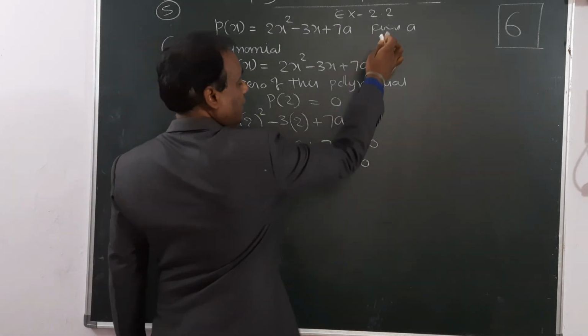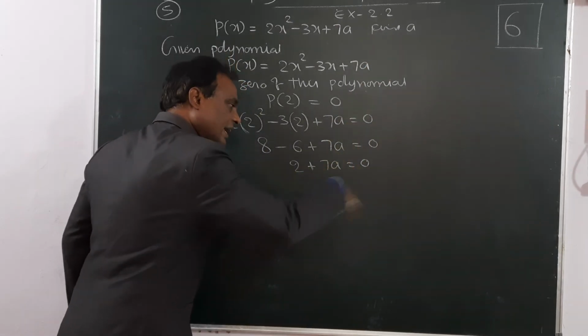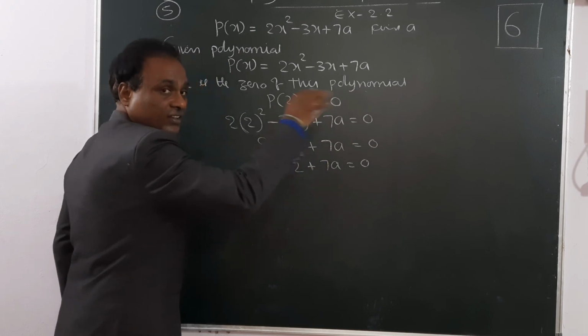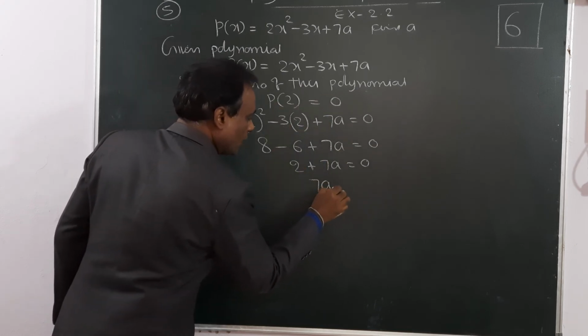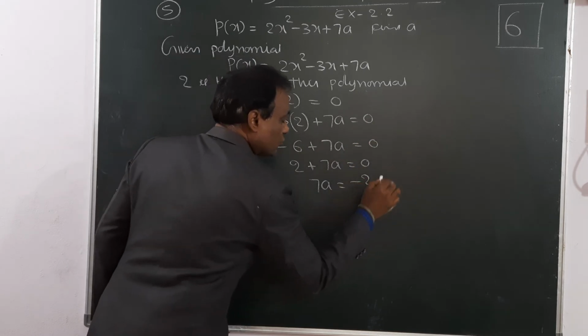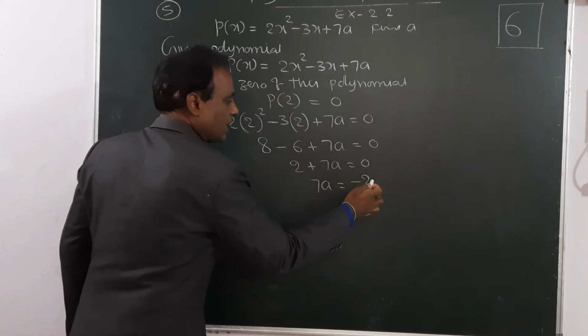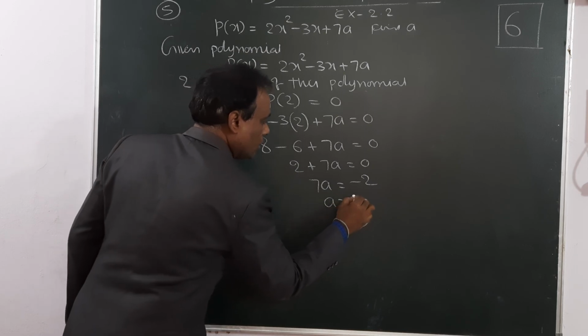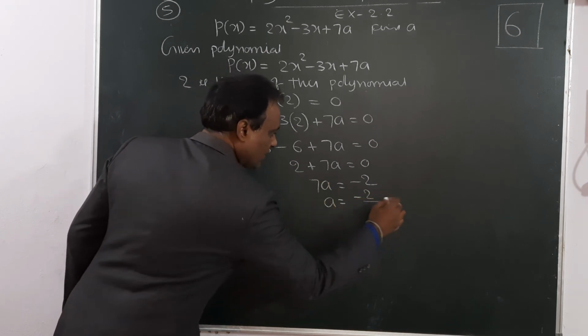Question is find a. To find a, except a, take all the remaining numbers to the right side. First I am taking 2 to the right side. Here it is plus 2. If you take it to the right side, minus 2. A is equal to minus 2 by 7.